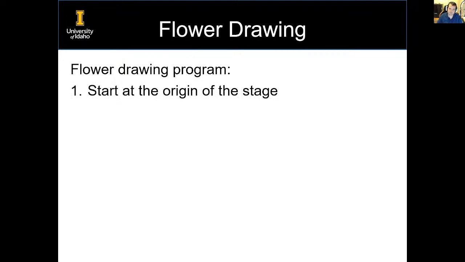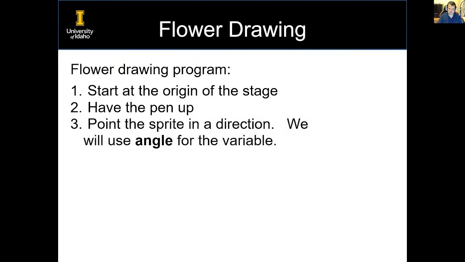The flower drawing program itself: we're going to start at the origin, which is 0, 0. Especially in Scratch, that's right in the center. We're going to have the pen down because we're drawing stuff. Then we're going to point the sprite in a direction, and we're going to use a variable for this. This variable we're going to call angle.